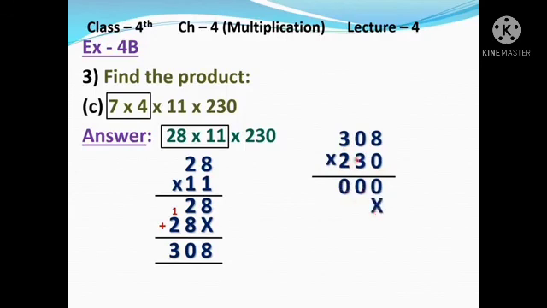Now put 1 cross here. Now multiply 308 by 3. See, 3 8s are 24. Write 4 here and 2 carry. 3 zeros are 0 plus 2, 2, right? 2 here. 3 3s are 9, right? 9 here. Now put 2 cross here.